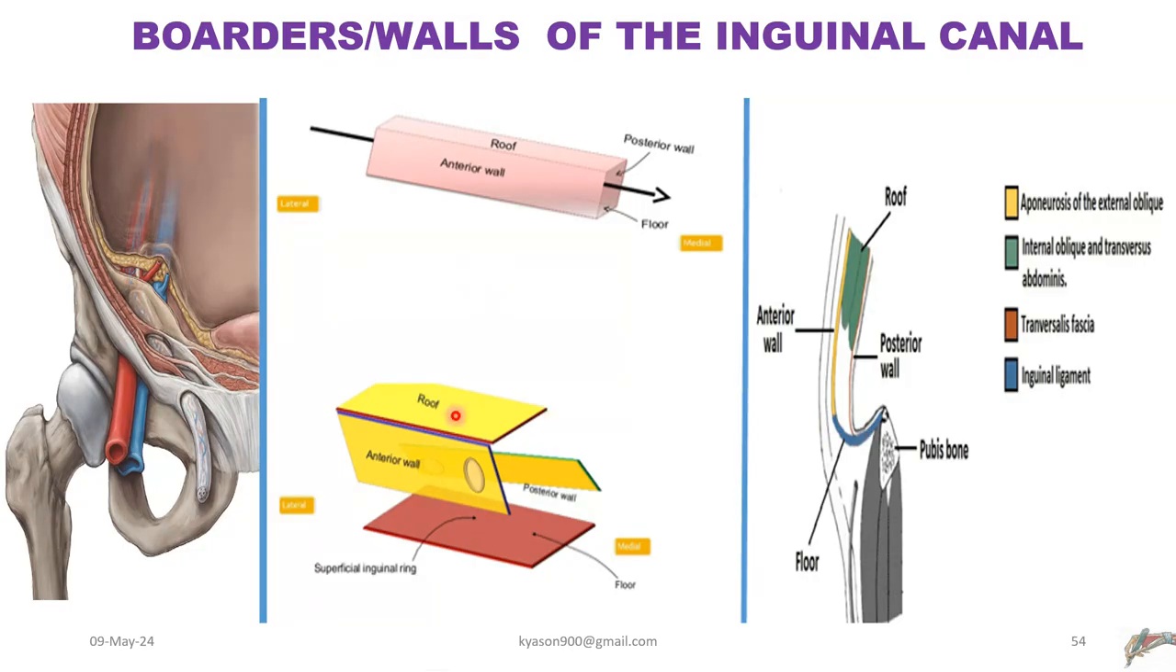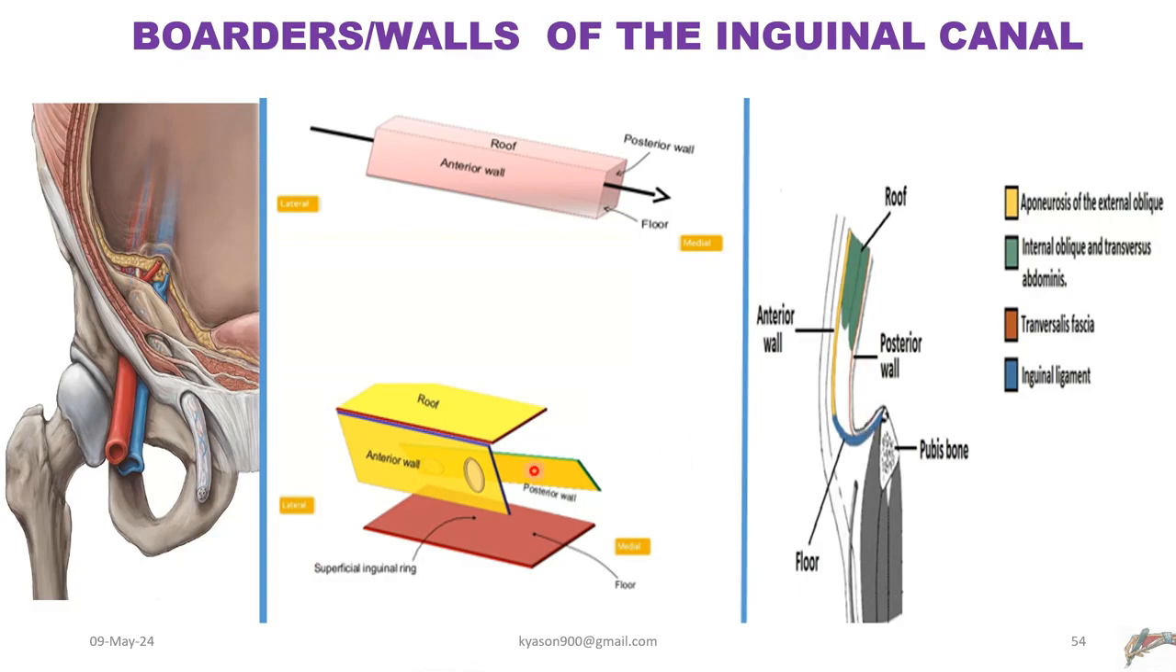The roof is going to be formed by what? It's going to be formed by the internal oblique and the transversus abdominis muscles. Remember, these muscles, we said they are going to fuse to form a conjoint tendon. So that conjoint tendon is going to form the roof of our canal. Posteriorly, this canal is going to be bounded by transversalis fascia. Remember, beneath the transversus abdominis muscle, we have the fascia. So it's going to form the posterior wall.